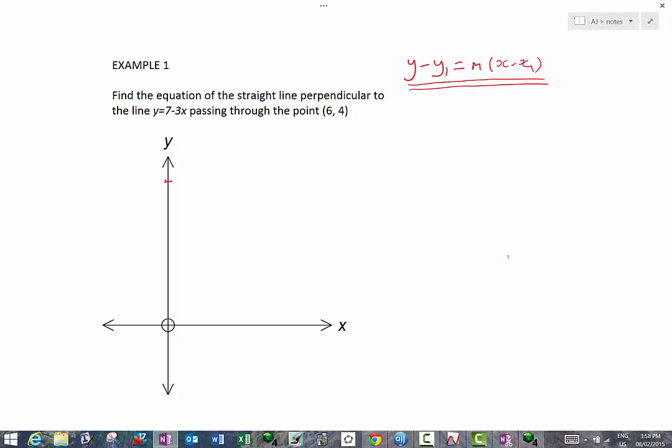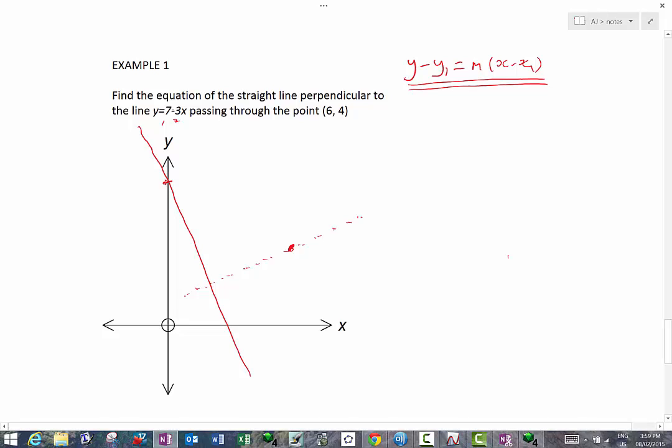So, find the equation of a straight line perpendicular to the line y equals 7 minus 3x passing through the point (6, 4). Well, 7 minus 3x clearly means it has a y-intercept of 7 and a slope of negative 3. So it's coming down quite quickly. So it probably looks something like this. And we want to find the perpendicular to that passing through the point (6, 4). (6, 4) is around here. So what I'm really trying to find is the equation of this dotted line. And we can see just from the sketch that it has a positive slope.